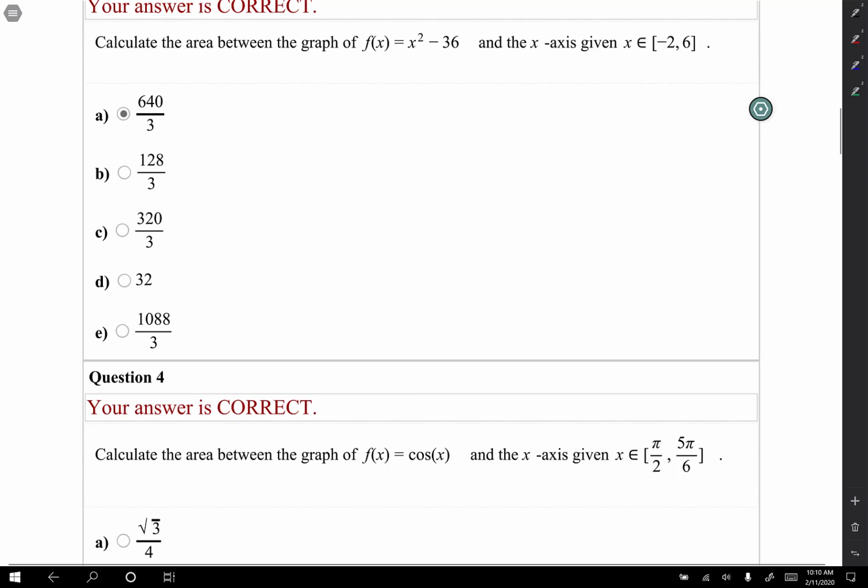Calculate the area between, okay, I'll talk to you guys here. So I want the area of x squared minus 36 and the x-axis between -2 and 6.